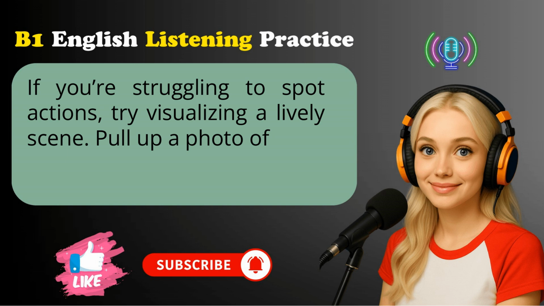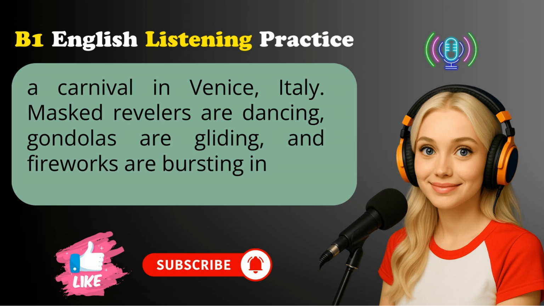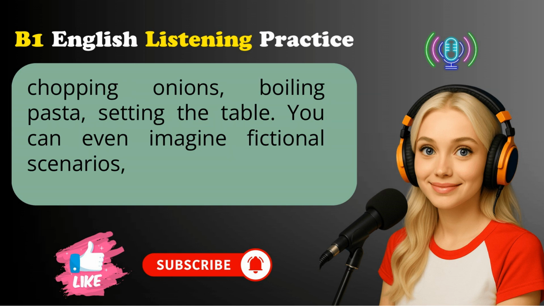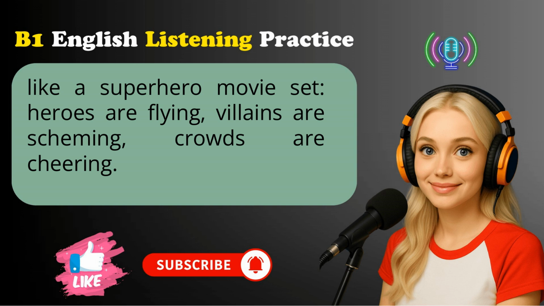If you're struggling to spot actions, try visualizing a lively scene. Pull up a photo of a carnival in Venice, Italy. Masked revelers are dancing, gondolas are gliding, and fireworks are bursting in the sky. Name those actions: dance, glide, burst. Or picture everyday routines like preparing dinner, chopping onions, boiling pasta, setting the table. You can even imagine fictional scenarios like a superhero movie set. Heroes are flying, villains are scheming, crowds are cheering.